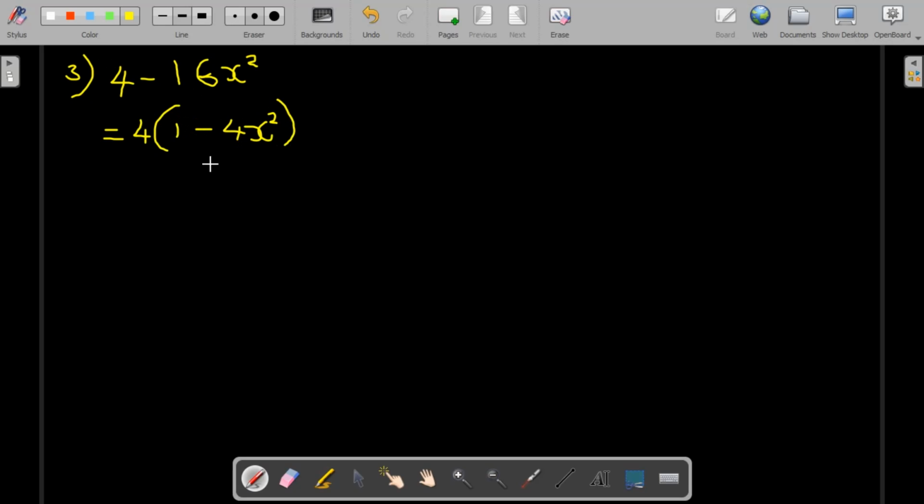So when we reach this 4x squared in the bracket, we can simply expand this. We can say 1 squared is the same as 1 multiplied by 1, which will give us 1, minus 2 squared. 2 squared is the same as 2 times 2, which will give us 4, and then we have got x squared.